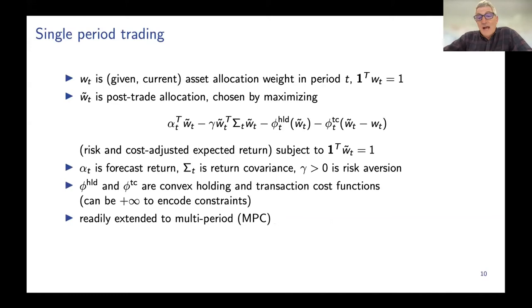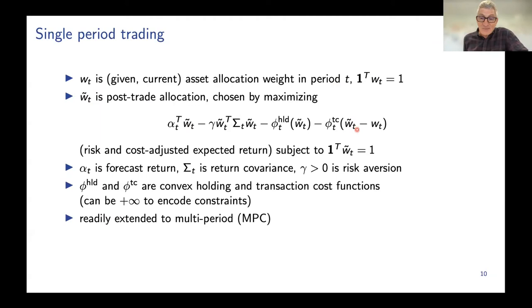Okay. I'll mention a couple of more practical ones, not generic ones. Single period trading. In that, your job is to choose an asset allocation weight. These add up to one. They don't have to be positive, though. They can be negative, which corresponds to short positions. So the idea is that we are going to choose trades. W_t is our current allocation. I'm sorry, W tilde t is going to be the post-trade allocation. So the trades will be something like W tilde t minus W_t.